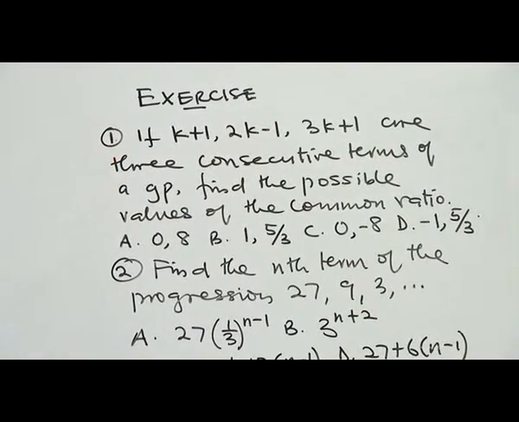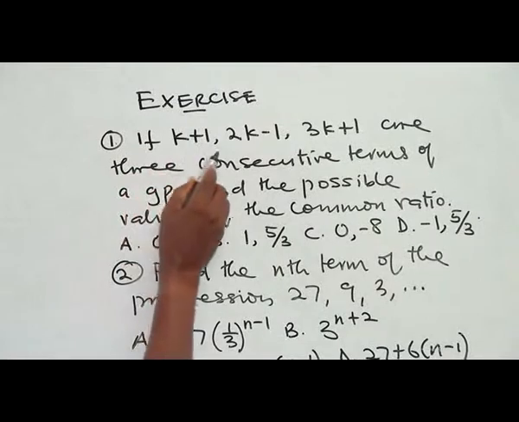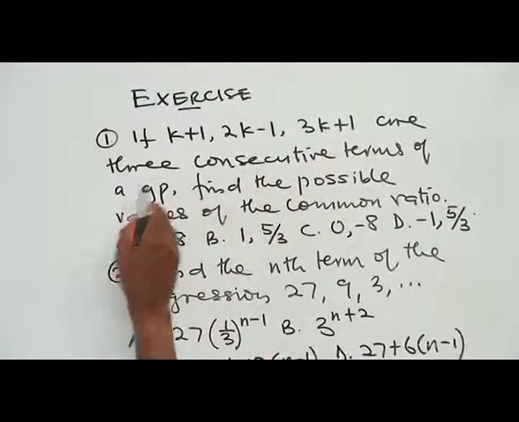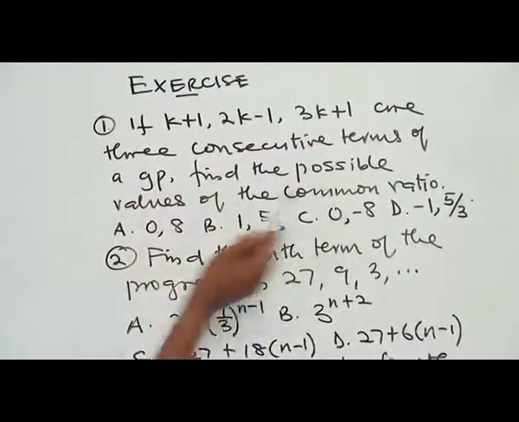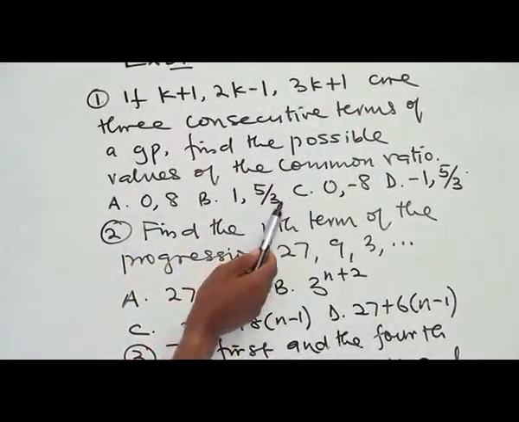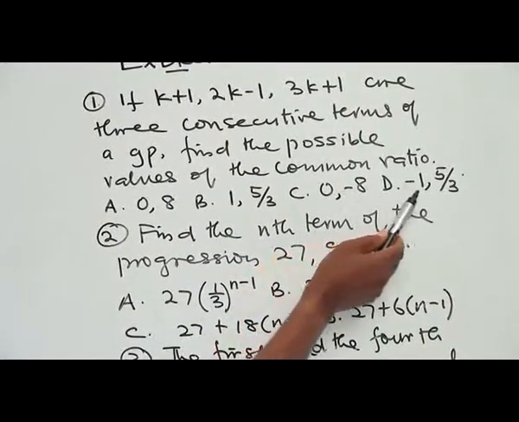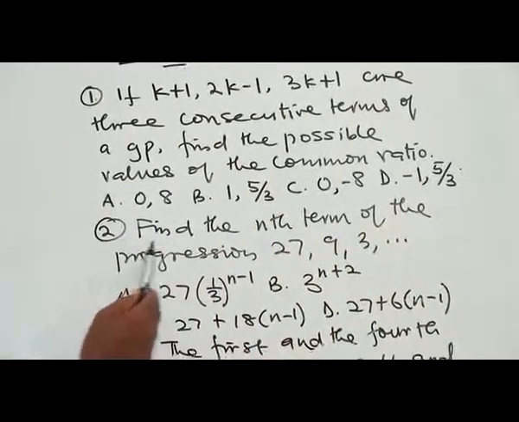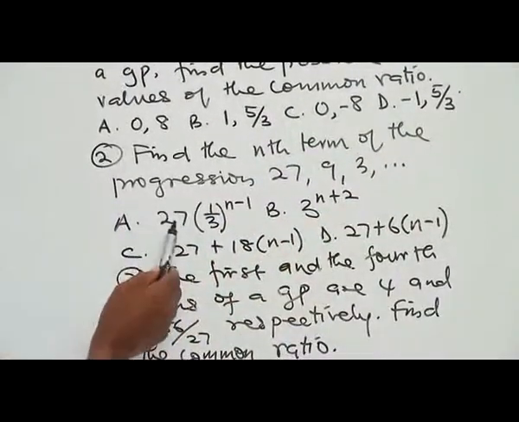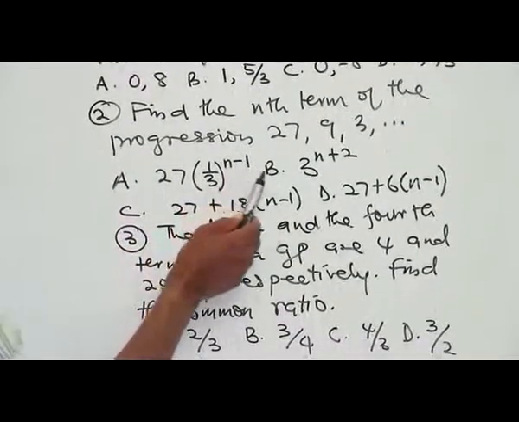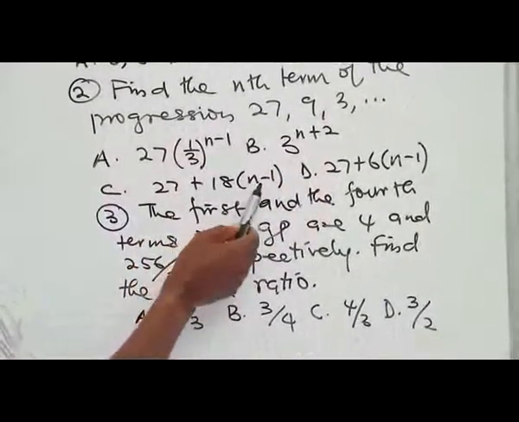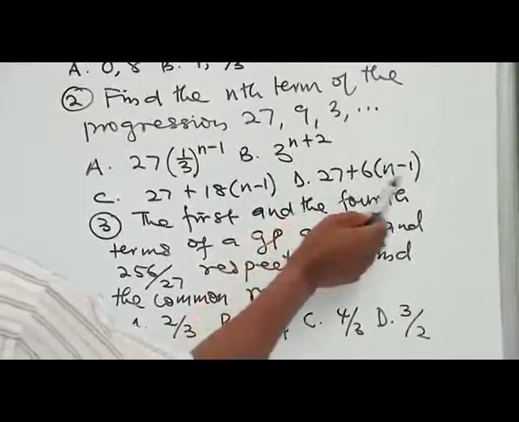Exercise. Question number 1. If k plus 1, 2k minus 1, and 3k plus 1 are 3 consecutive terms of the GP, find the possible values of the common ratio. Option A, 0.8, B, 1.5, 3, C, 0, minus 8, D, minus 1.5, 3. Number 2, find the nth term of the progression 27, 9, 3, ellipses. A, 27 into 1 over 3 raised to the power n minus 1. B is 3 raised to the power n plus 2. C is 27 plus 18 into n minus 1. And D is 27 plus 6 into n minus 1.